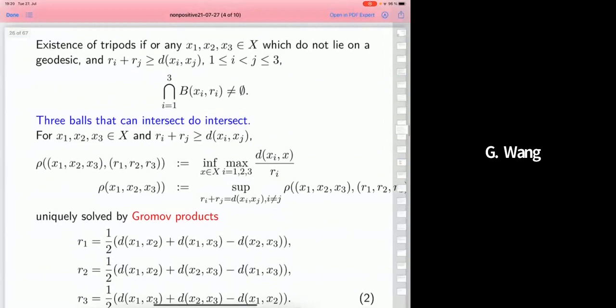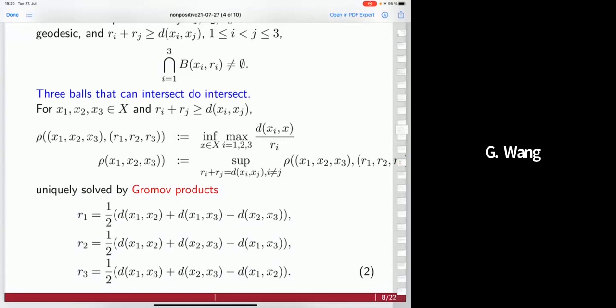And now you can actually characterize those Ri for which the infimum is achieved. And in fact, these Ri are given by the Gromov products. So the Gromov products measure to what extent the triangle inequality is not an equality.